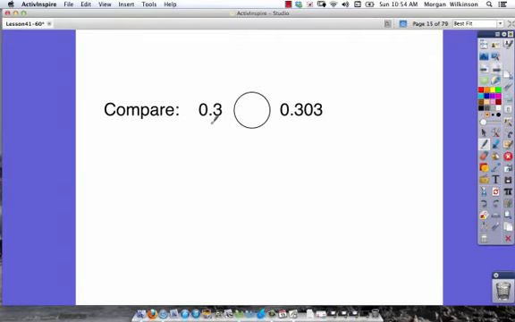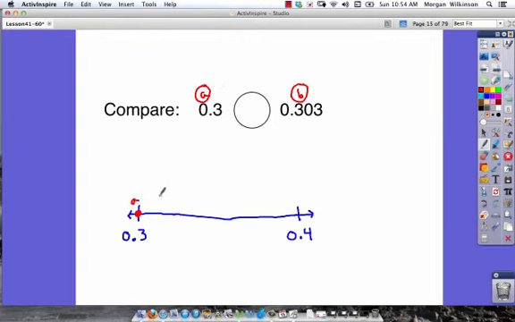We want to compare 0.3 and 303 thousandths. So if we want to compare these, let's go ahead and draw a number line. Now our number line has got to have heads of the arrows, and the number line is going to have the values of 0.3 and 0.4. Now if we plot these 2 points, 0.3 must be right on the tick mark. So this point, we'll call this A. We'll call this one B. A goes right here.